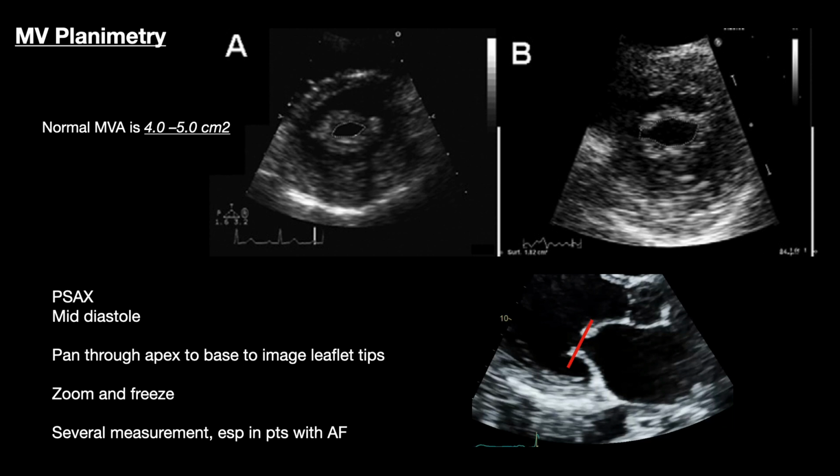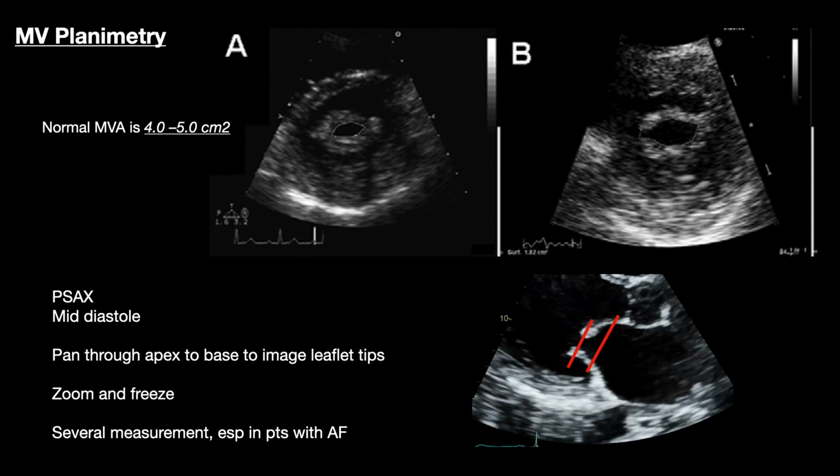Because as you can see with these red lines that I'm adding on the image at the bottom, there's a difference in aperture here compared to here. So you want to really make sure that you're imaging and therefore measuring at the smallest aperture. Perform several different measurements if you can, in particular in patients with atrial fibrillation when the aperture of the valve can vary a little bit. As I said, the normal mitral valve area is 4 to 5 centimeters squared, and a mitral valve area of greater than 1.5 usually doesn't produce any symptoms.